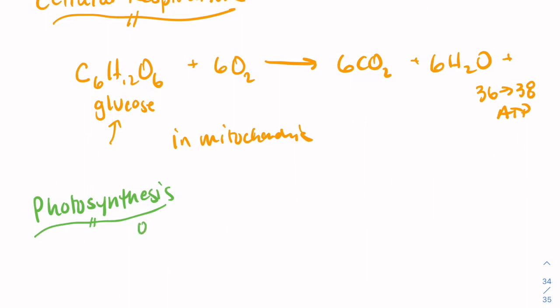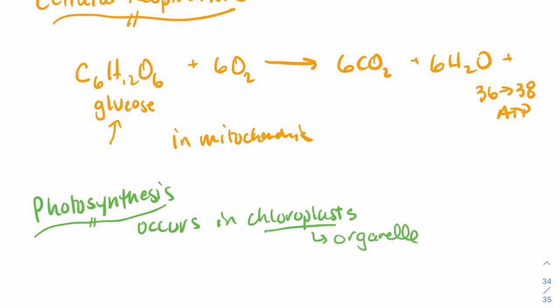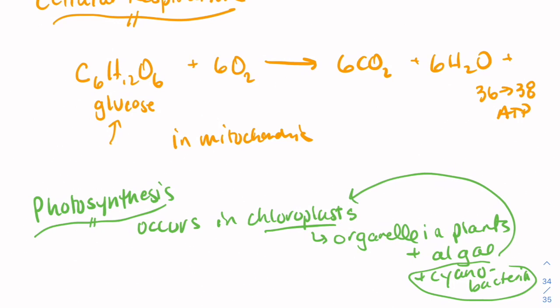Photosynthesis occurs in the chloroplast. The chloroplasts are an organelle in plants and algae, and some bacteria, and not really, cyanobacteria. They're special. It's more like cyanobacteria actually are a chloroplast. That's just a little piece of trivia there.